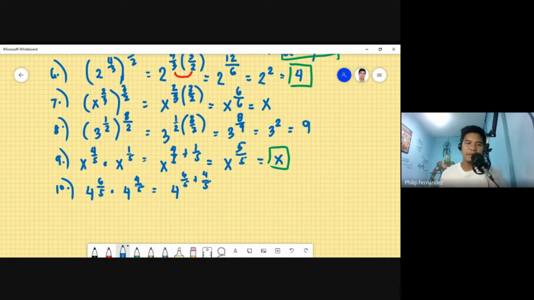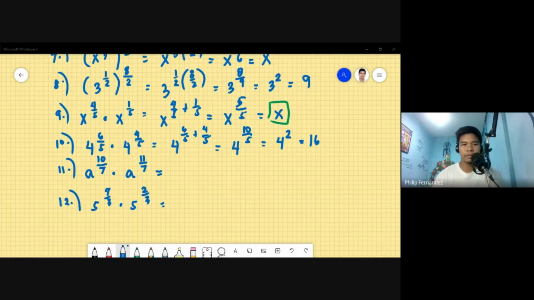Okay, 6 over 5 plus 4 over 5. So again, this is just a similar fraction. So this is now 4 raised to 6 plus 4 is 10. Tapos kopyahin lang denominator na 5. 10 over 5 is 2. So we have now 4 squared. And then, what is your final answer here? 10. Okay. Sige, kayo naman.